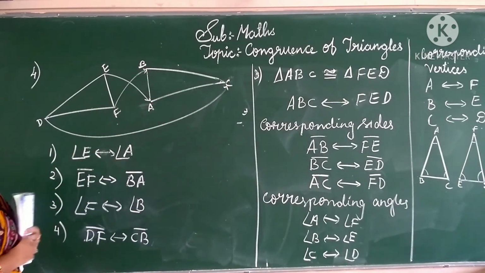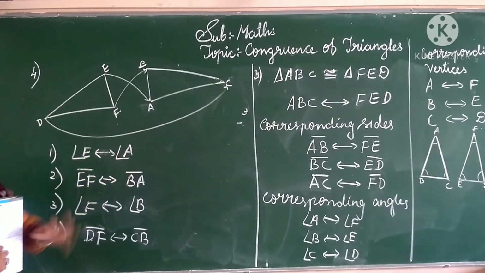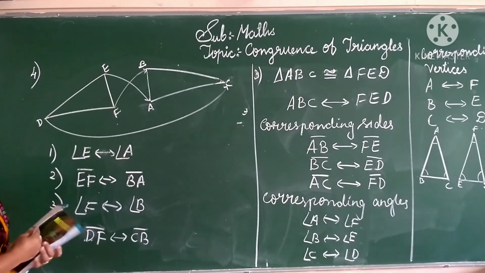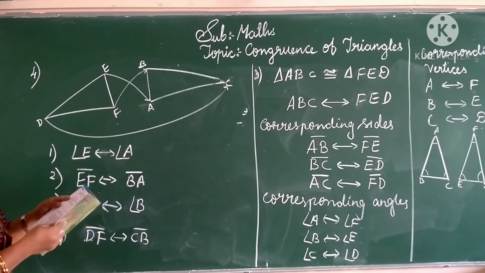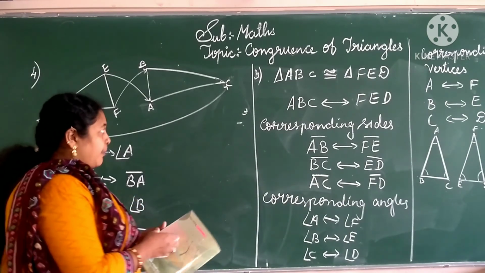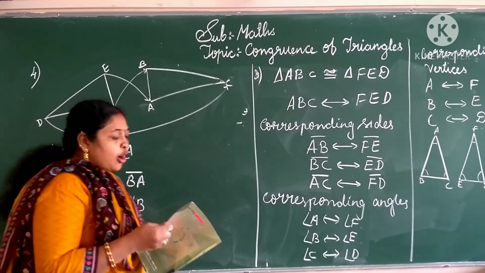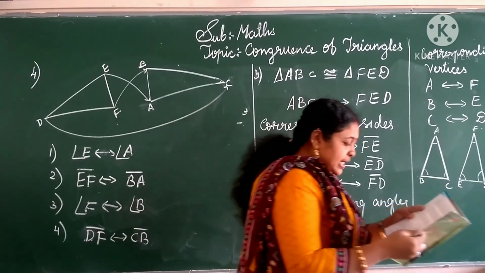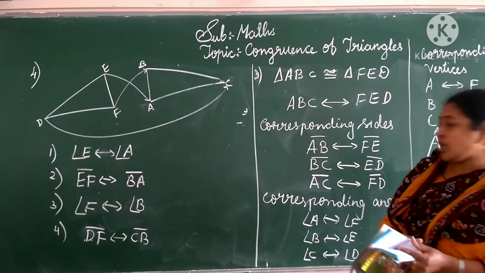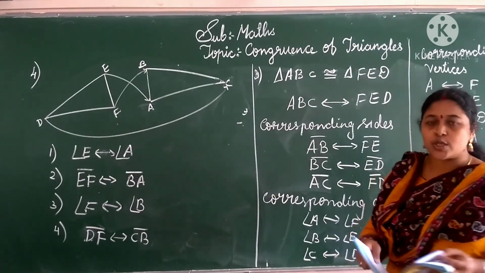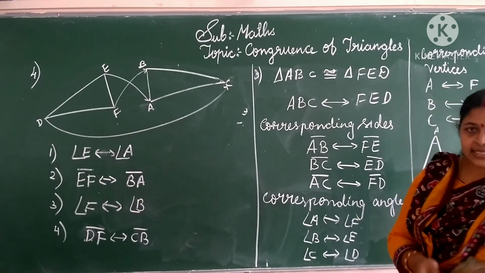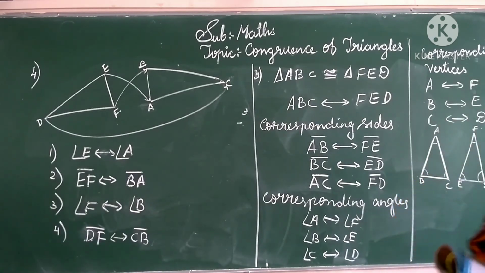So by this we finish our congruency of triangles, that is in the first session, that is exercise 7.1. In the next session we will see the criteria of congruence of triangles and the examples based on those, and also we will solve the exercise. Is it clear? Okay. Children, have a nice day.